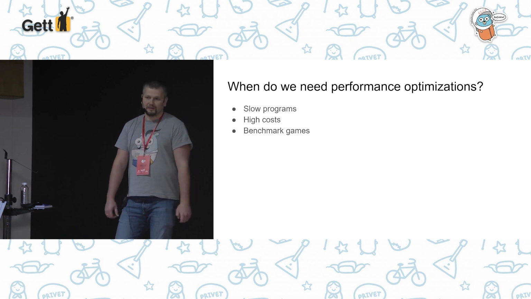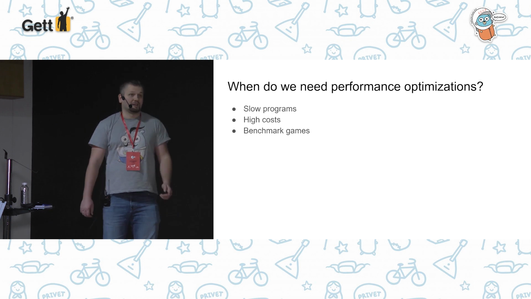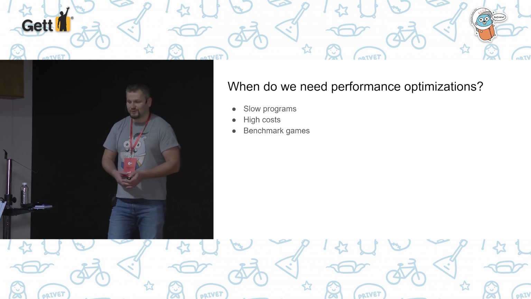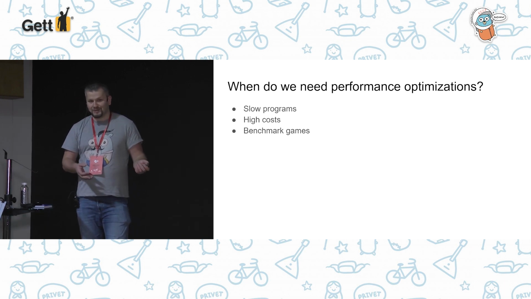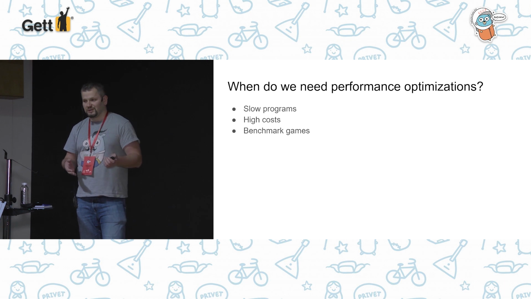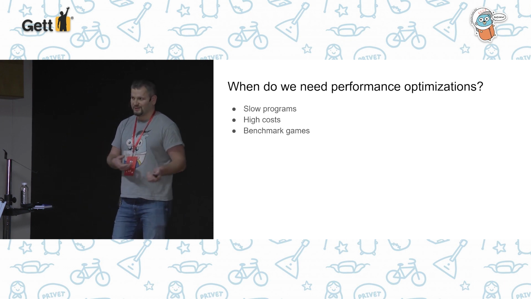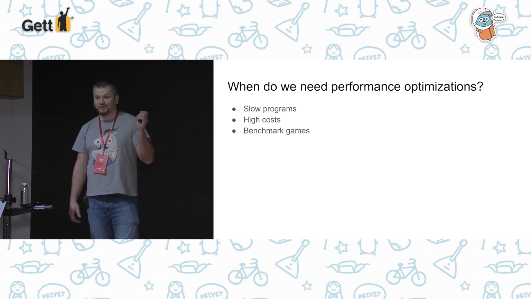Let's talk about when we need performance optimization. Several use cases. First, when your program is slow and you want to optimize it. The second situation when you need it is when your program hogs a lot of hardware resources and you want to cut costs on IT infrastructure or on your hosting.